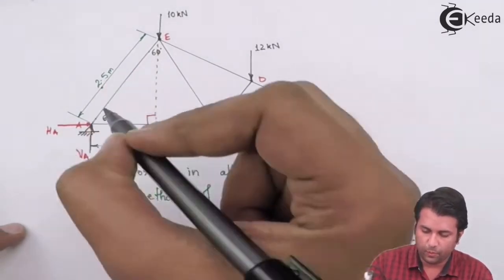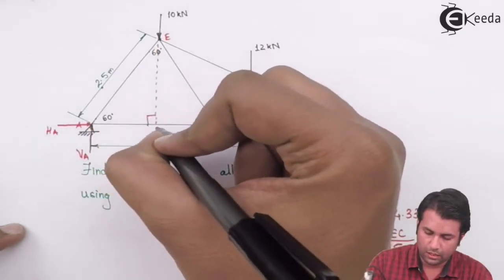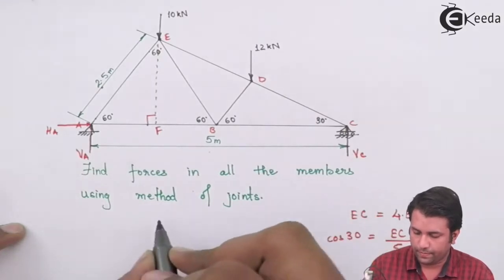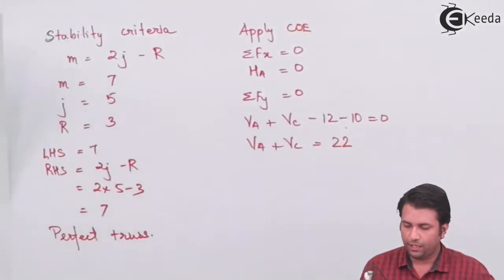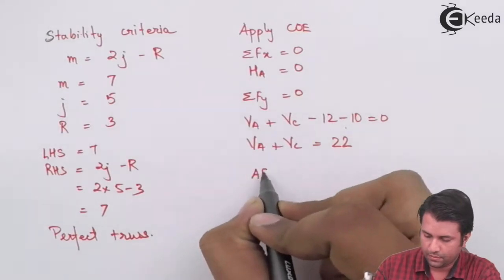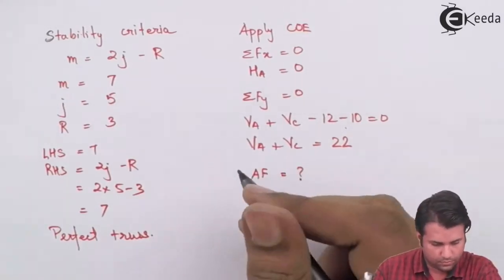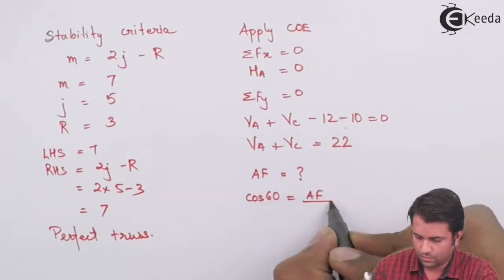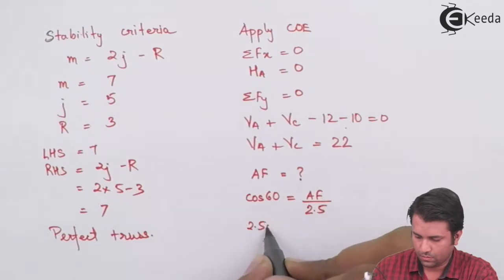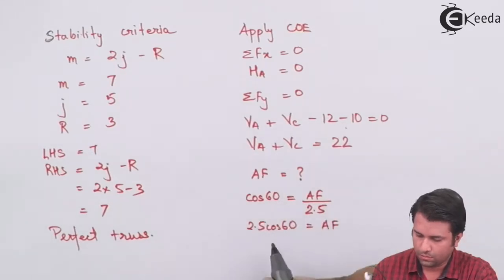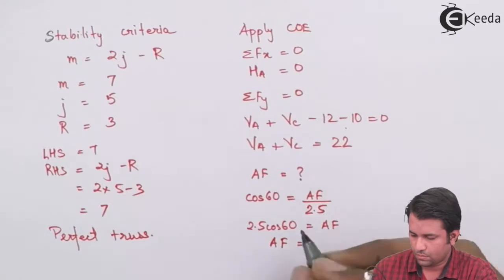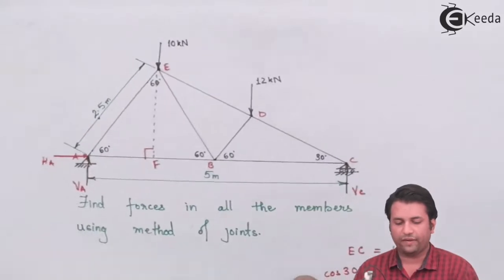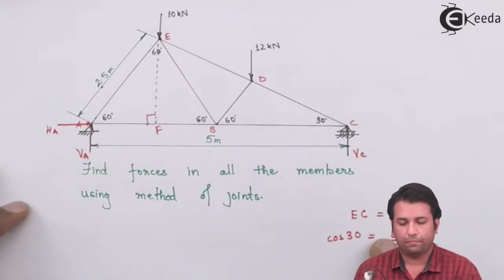So again, I'll name this point as, say, F. Now I need to find out the distance AF. So I'll just write it on the next page. Now the distance that I'm getting for AF is 1.25 meters.